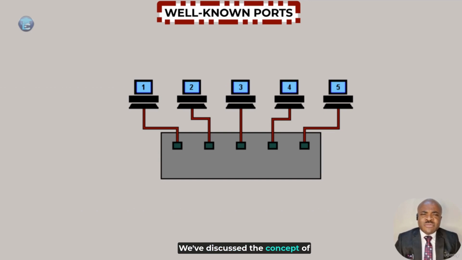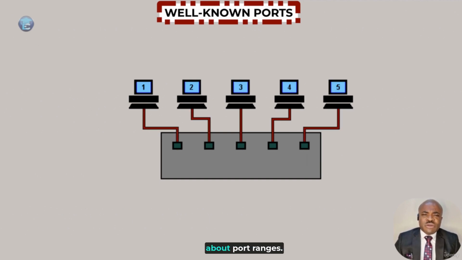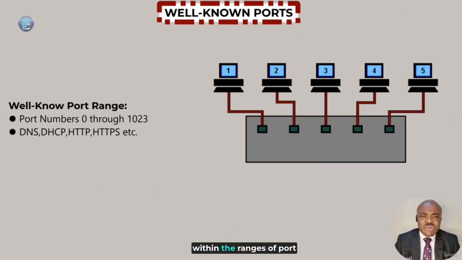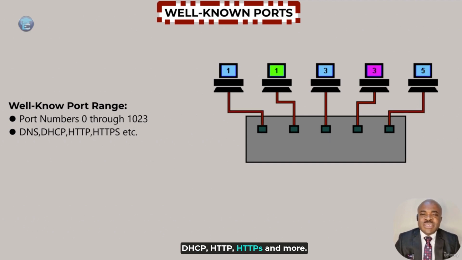We've discussed the concept of well-known ports in our TCP versus UDP video, and I'm going to follow that up with a bit more information here in regard to those well-known ports. So first, let's talk about port ranges. Our well-known port ranges are within the ranges of port number 0 through 1023. This is where we commonly have network services such as DNS, DHCP, HTTP, HTTPS, and more.